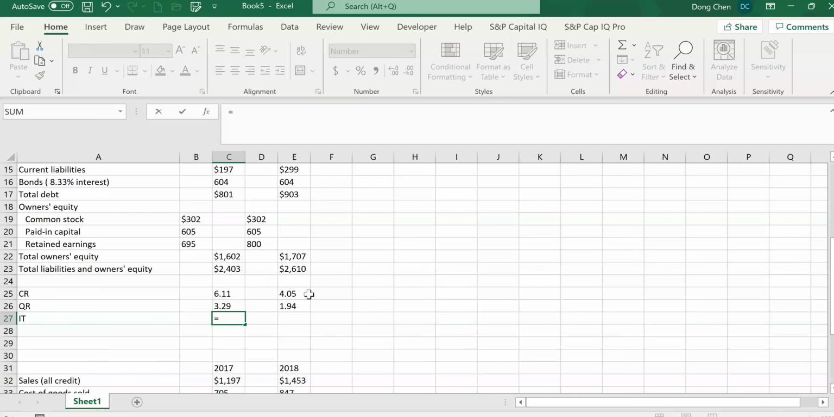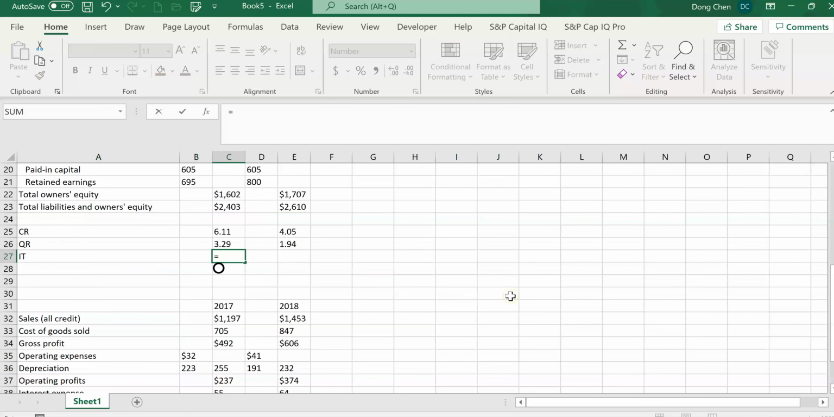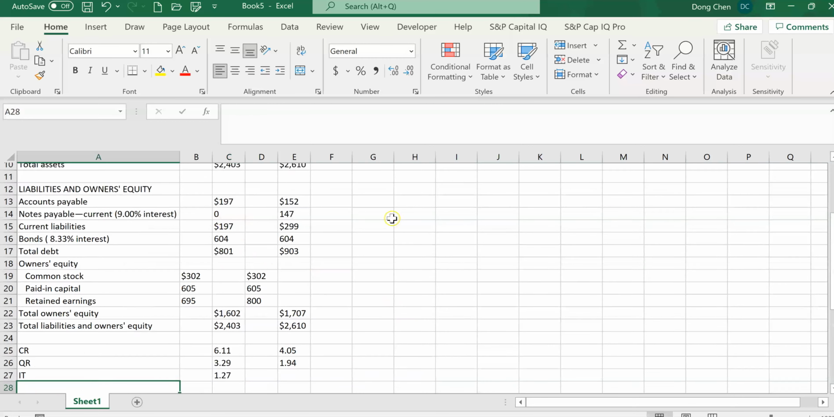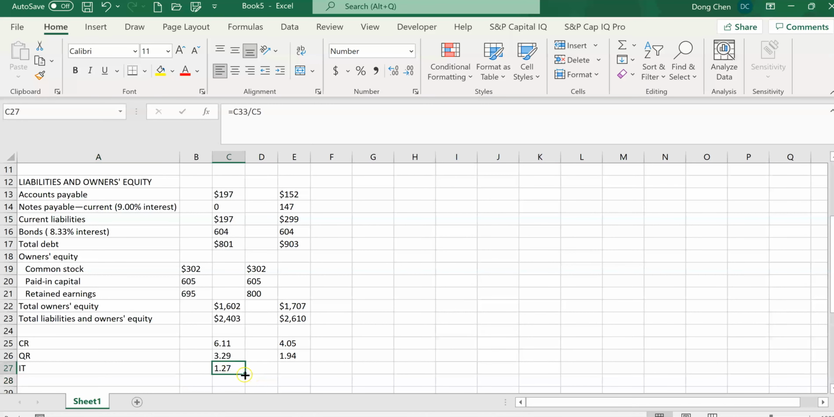this is defined, again, so now we need information from both balance sheet and income statement, because the numerator is the cost of goods sold, which is from the income statement, but the denominator is the inventory, which is from the balance sheet. So this equals cost of goods sold and then divided by the inventory. Inventory is right here. And then drag the cell to the other year.